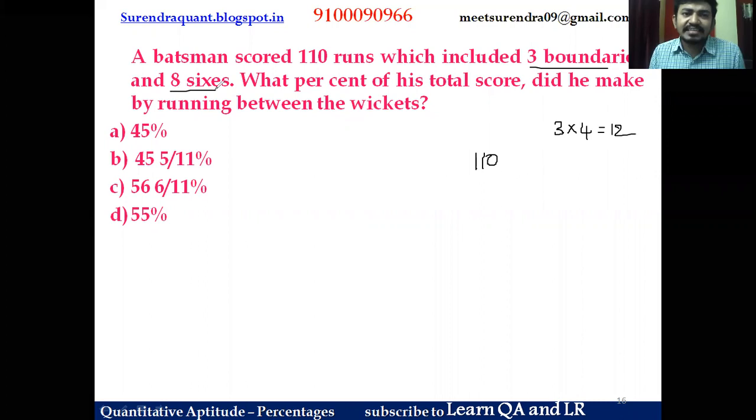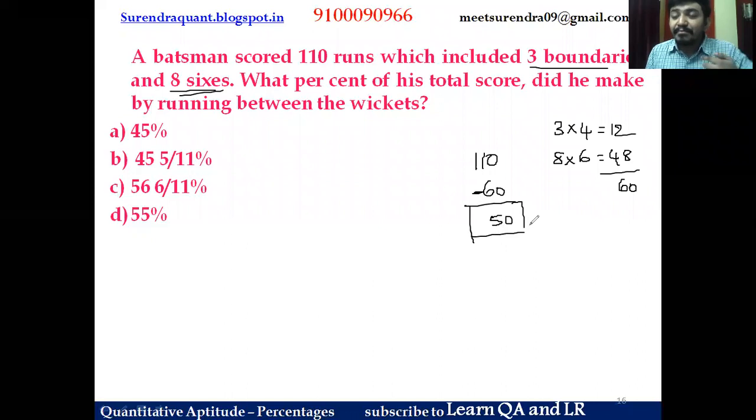And he scored 8 sixes as well. Each 6 counts for 6 runs, so 8 sixes count for 48 runs. Friends, out of 110 runs, he scored 60 runs in the form of boundaries and sixes. If these sixes and boundaries are subtracted, the number of runs he scored by running between the wickets is 50. So 110 minus 60, the remaining 50 runs he got by running between the wickets.